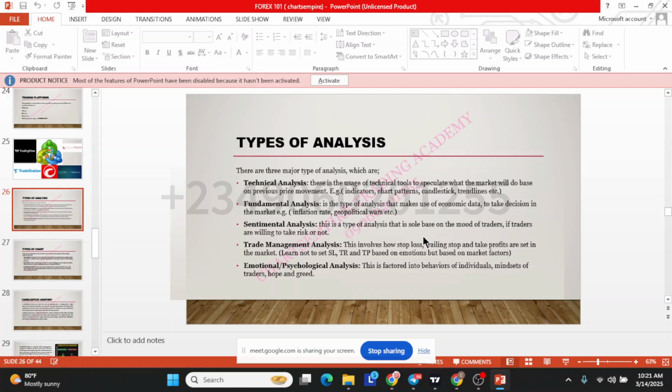So we are going to be starting first with technical analysis, the usage of technical tools, and we'll be taking it one after the other because we have a series of tools that we use to trade. So we are going to be treating one after the other. We are not jumping one and leaving another. We will take it step by step.